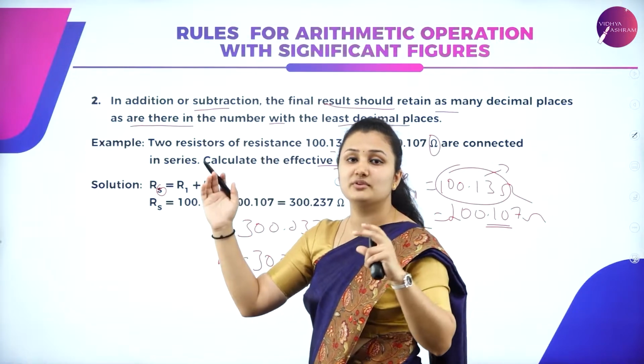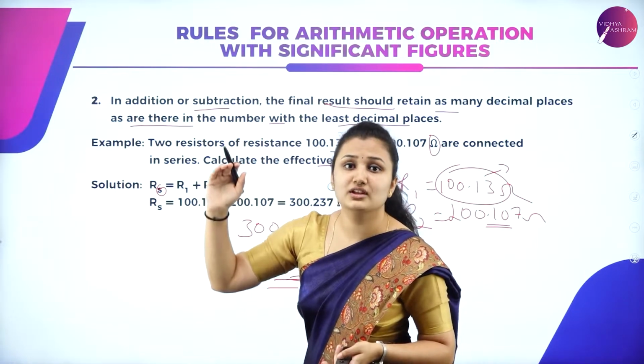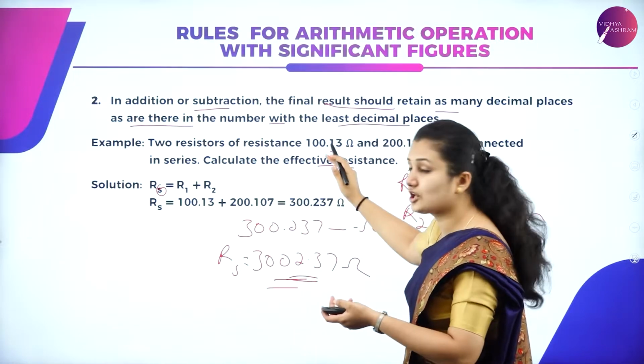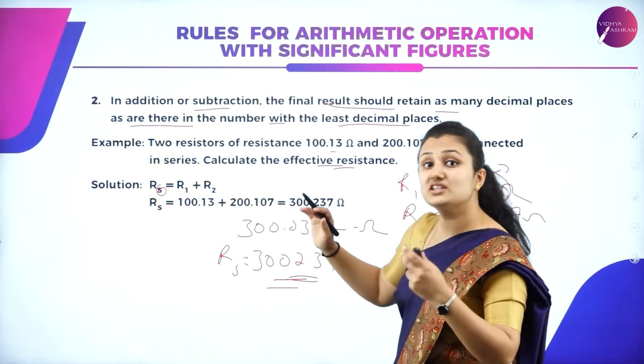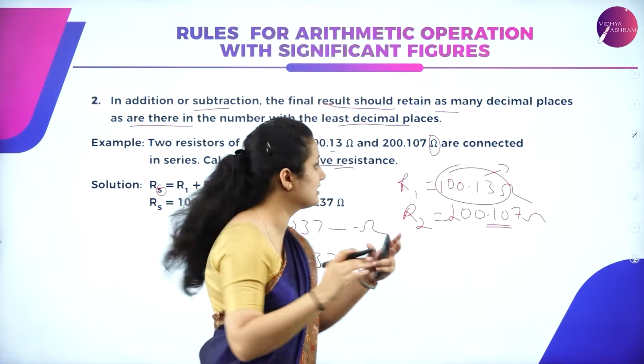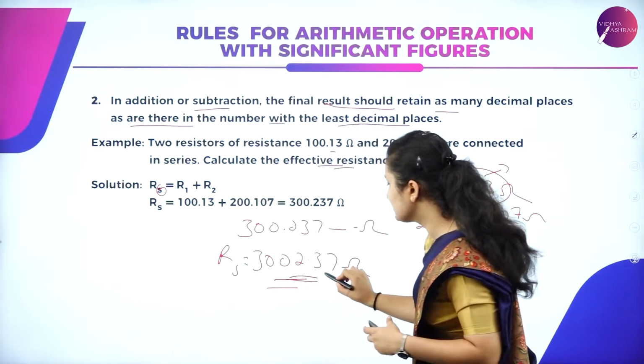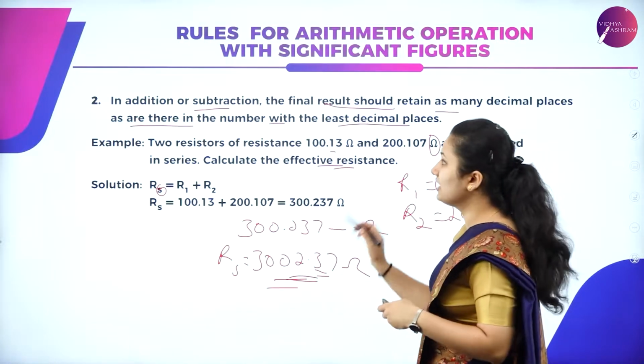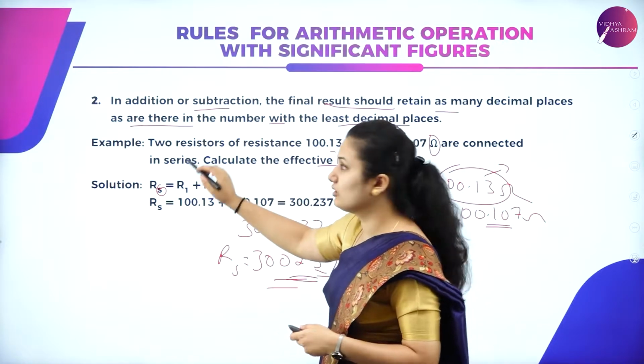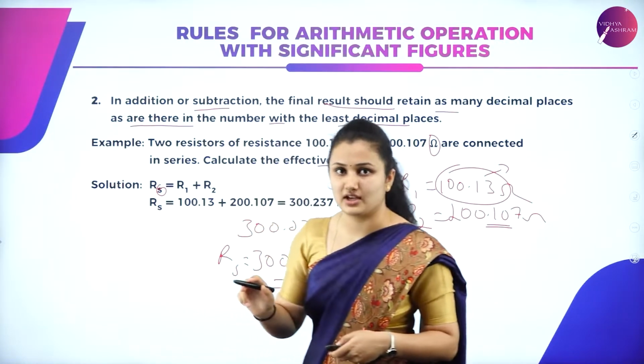If mass and volume are given, which has the least significant figures? Here we consider R1 and R2, two resistors. Which has the least decimal places? R1. So my answer should have the least decimal places. That is the rule to be followed in addition or subtraction.